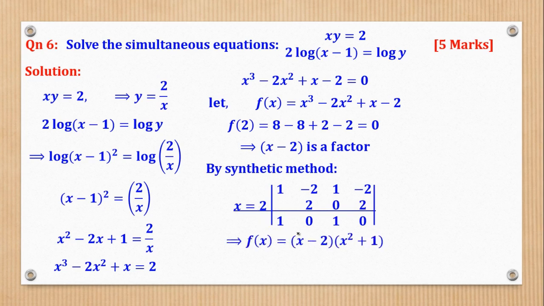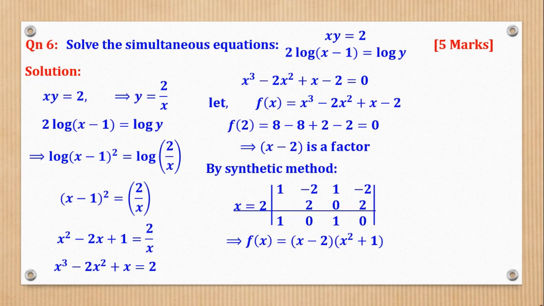Therefore, f(x) will be equal to this factor multiplied by this one. Now here we have the coefficients of the quadratic which comes out. Coefficient of x squared is 1. Coefficient of x is 0. That is why you don't see here any term of x. Then the coefficient of the constant is 1. This 0 means that the remainder is 0.